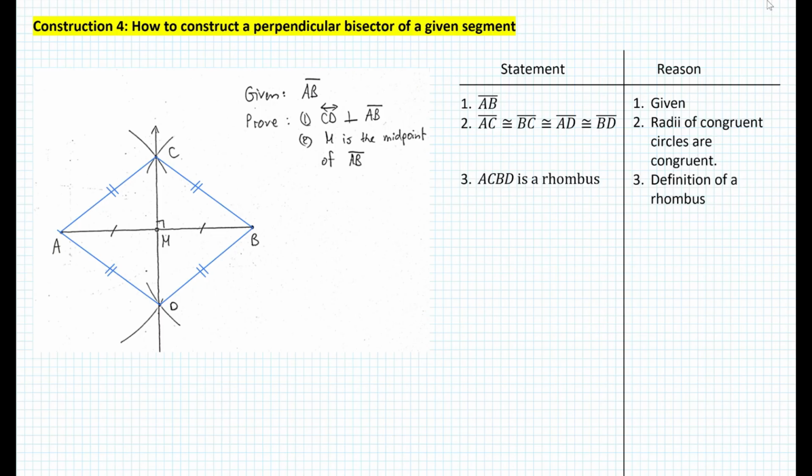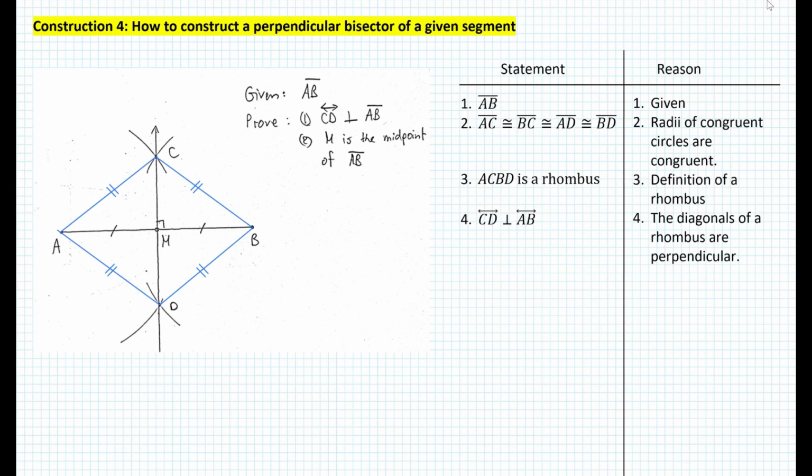Okay, so let's think about the properties of the rhombus. Here we know that segment AB and segment CD are the diagonals of this rhombus. What must always be true about the diagonals? That the diagonals are always going to be perpendicular. So let's write that in. Here we have for step number 4, line CD is perpendicular to line AB because the diagonals of a rhombus are perpendicular. So that's basically the first part of the proof.